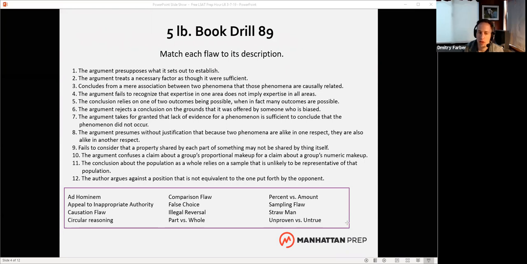One of these arguments will use an ad hominem. One of them will be an appeal to inappropriate authority. Some of these terms will already be familiar to you, and so you can just say, oh, yep, I know that one. Others might not be, and you might get there by process of elimination. That's part of getting good at the LSAT.